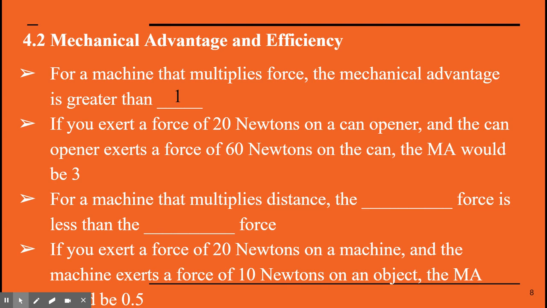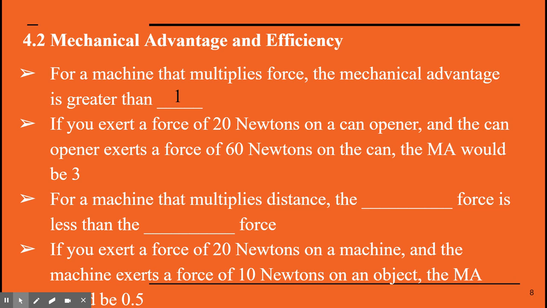For this one that's multiplying force, here's an example. Can opener: you exert 20 newtons. The can opener exerts 60 newtons. If we calculate this, output divided by input, 60 divided by 20, your MA would be 3. That's a good mechanical advantage.